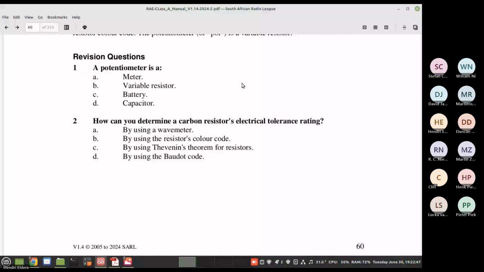B. B, that's correct. How can you determine a carbon resistor's electrical tolerance rating? By using the color code, B. That is correct.